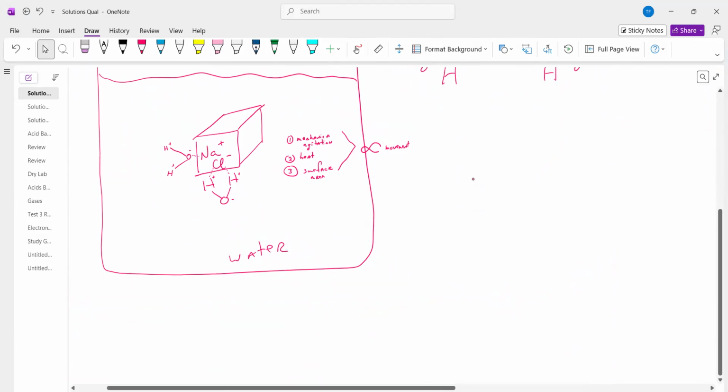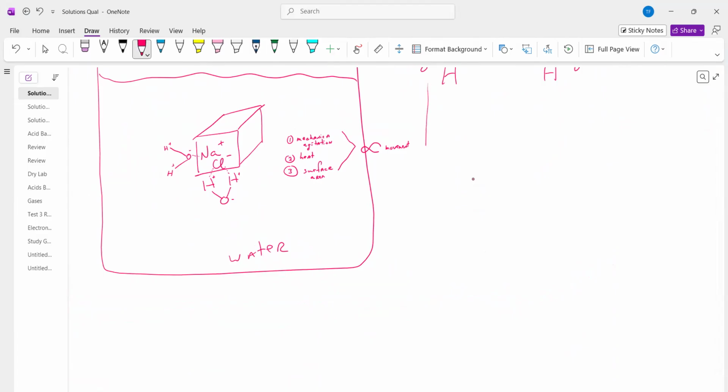Okay, so we have salt dissolved in water here. Let's have another beaker.